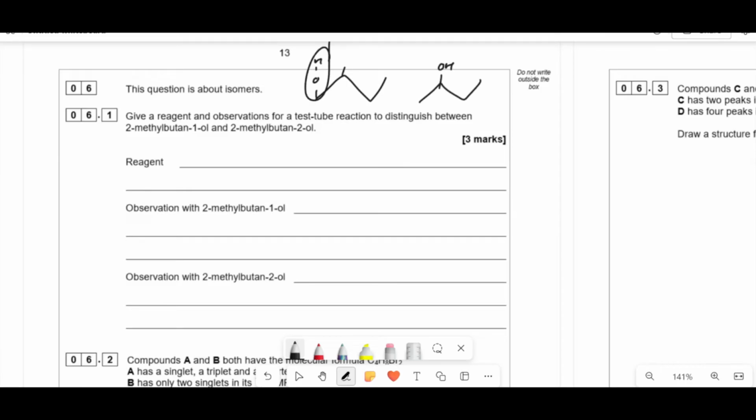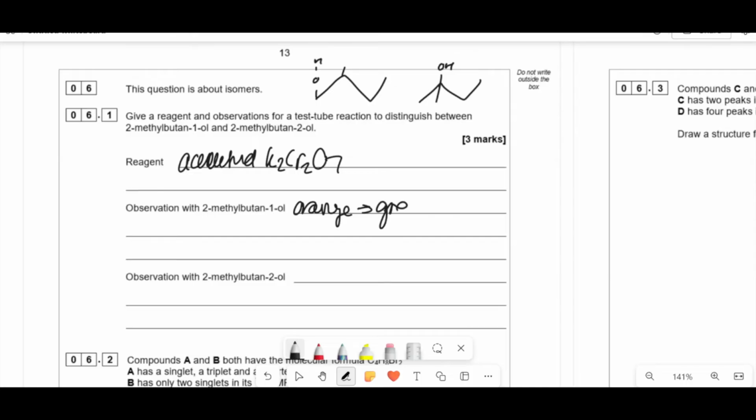You should be able to recognize immediately primary alcohol versus a tertiary alcohol because there's a methyl group here. You can't oxidize a tertiary alcohol, which means if you try to oxidize it, you won't get a color change. So what you add as your reagent is acidified K2Cr2O7. With the 1-ol, what happens is it goes from orange to green.